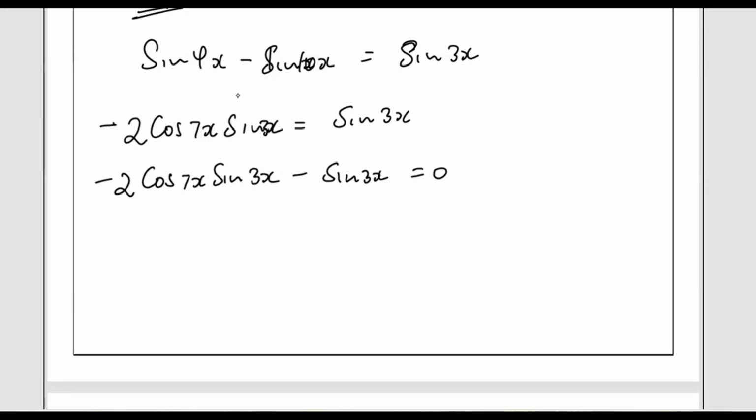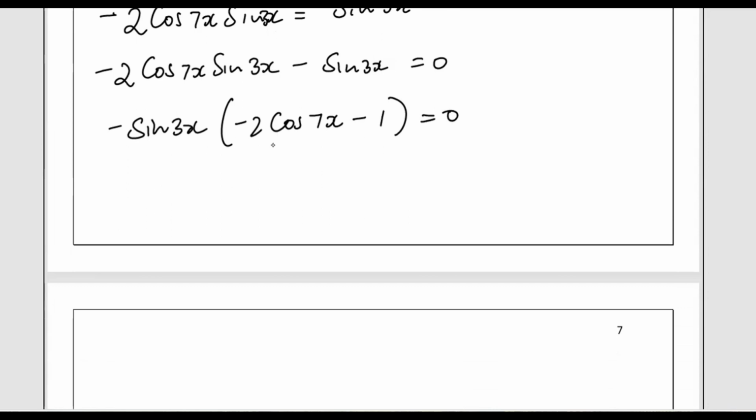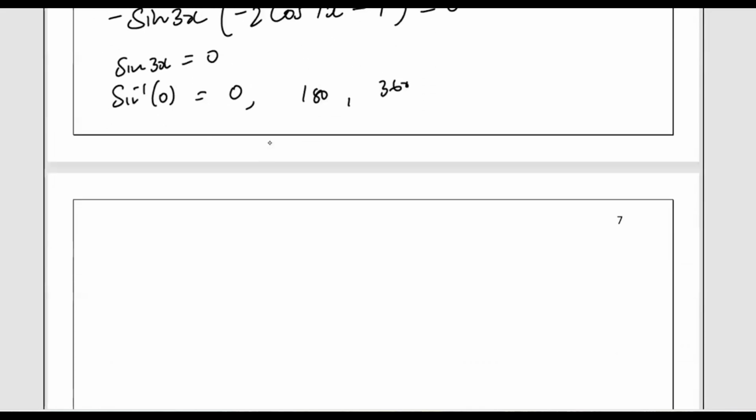Take out the sine 3x. Let's take out the negative. We're left with 2 cos 7x plus 1 is equal to 0. Then either sine 3x is 0, and we know that the reference angle shift cos of 0 is going to be 0. Then we're also going to have 180 and 360, but we're focusing on 30. So the first solution is 0 plus k times 360, k an element of integers, and 180 plus k times 360, k an element of integers. This may not really help a lot.